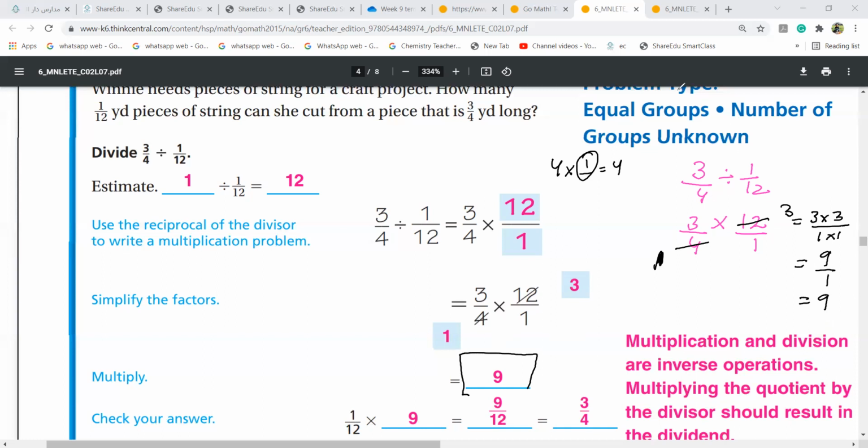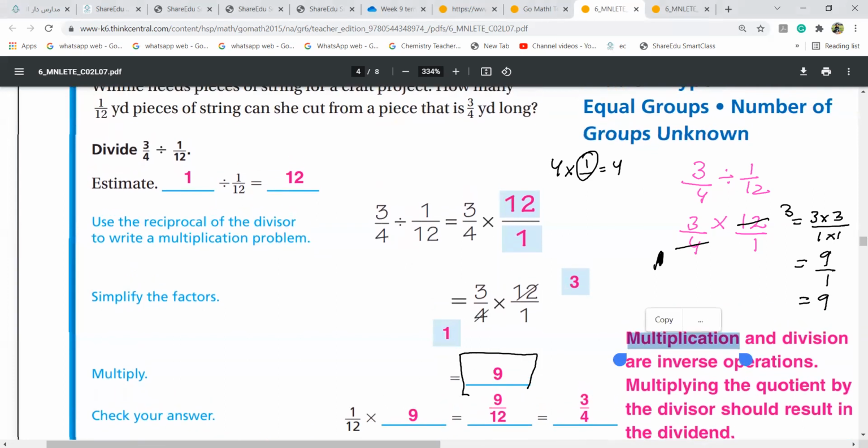The checking, just copy it. I'm going to explain it to you later. Miss, I have a question. Why did they do 1 over 12 times 9 equals 9 over 12 equals 3 over 4? Where?